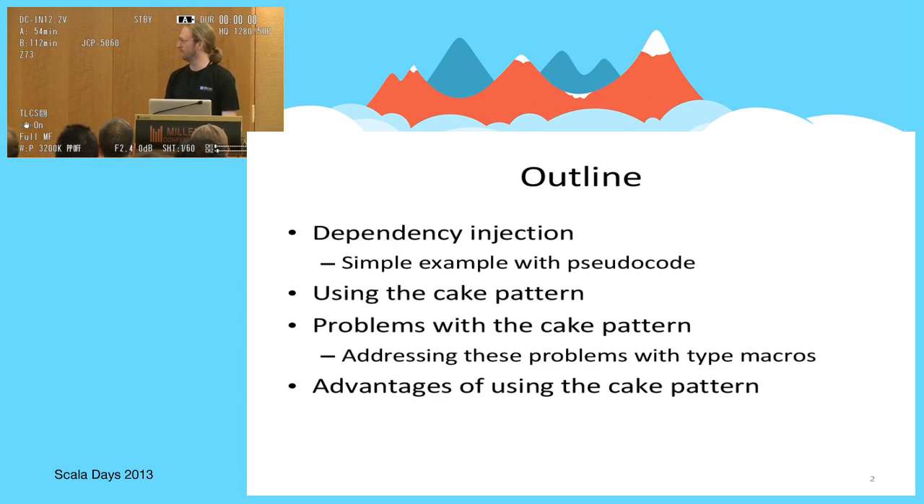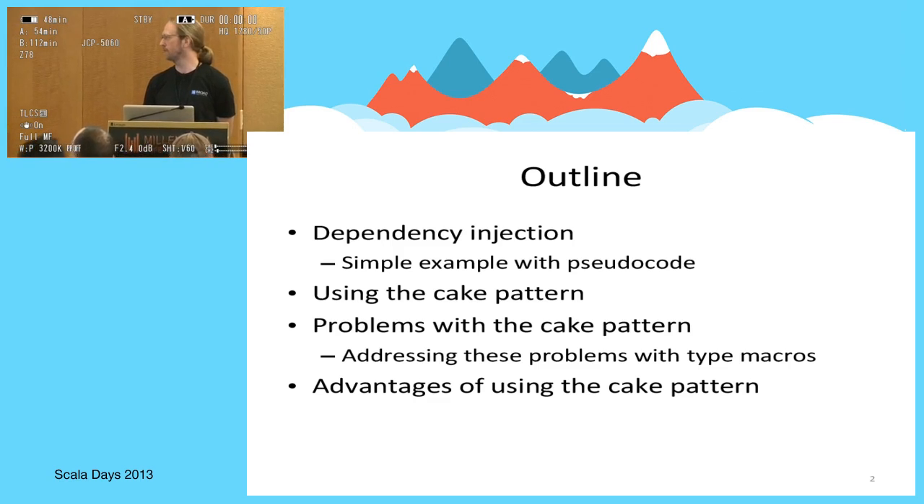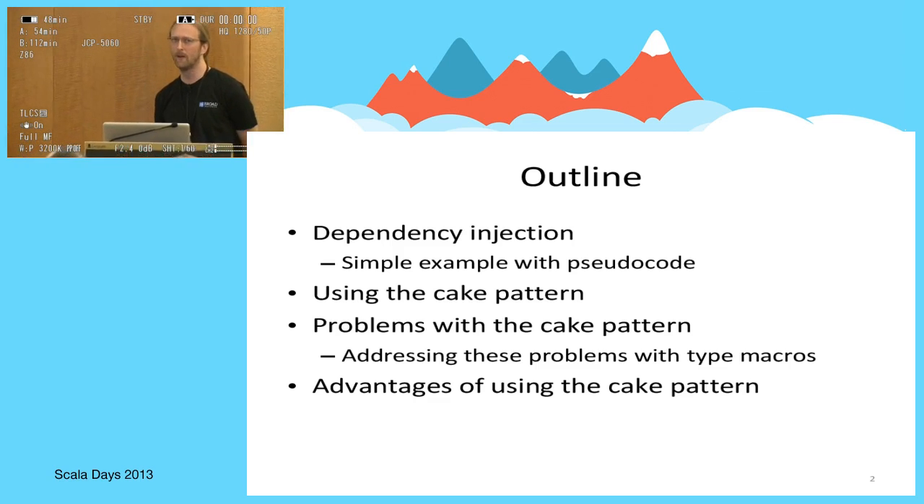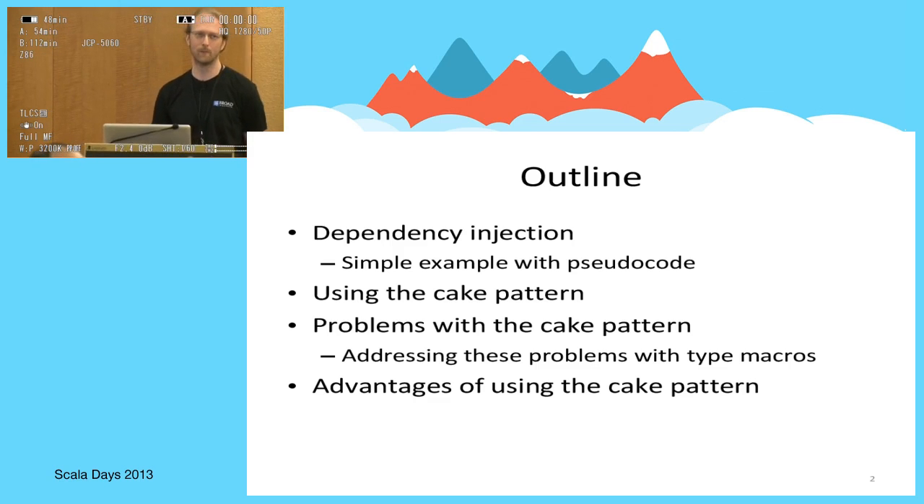We're going to be talking about the cake pattern today, which is a way of doing dependency injection. So I'm going to start off with a bit of an introduction to dependency injection, talk about how we use the cake pattern to implement dependency injection, look at some of the problems with the cake pattern and how we might address these, and I'd like to finish up talking about some of the advantages of using the cake pattern over other forms of dependency injection.